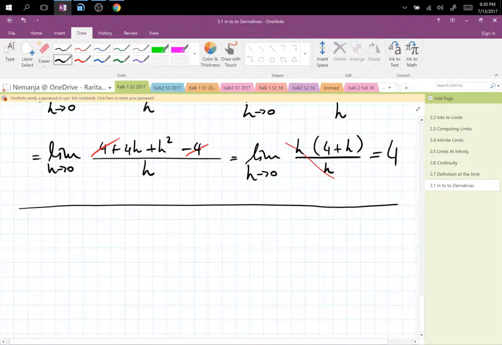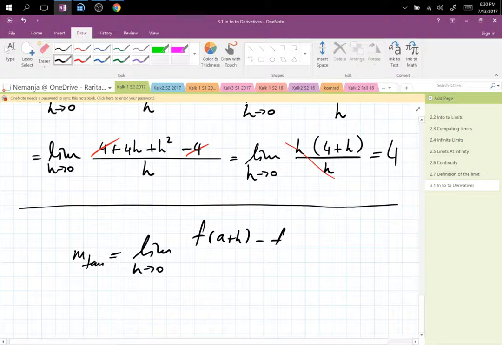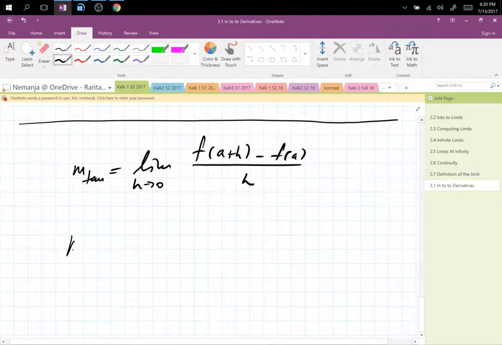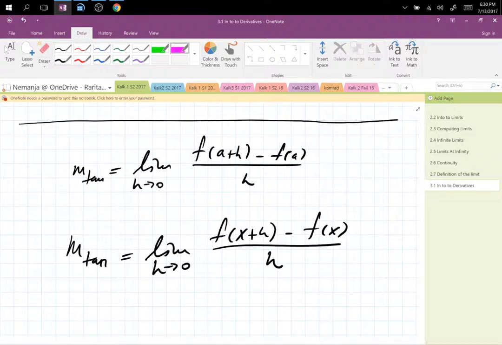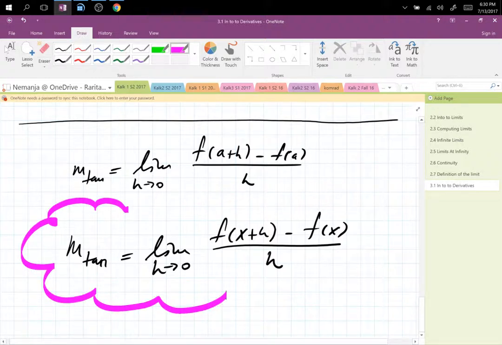very, very efficient, instead of writing that the m tangent is equal to the limit as h goes to 0 of f of a plus h minus f of a over h, I am going to say, let me use it as m tangent is equal to the limit as h goes to 0 of f of x plus h minus f of x over h. Let me solve it for every x that is in the domain.